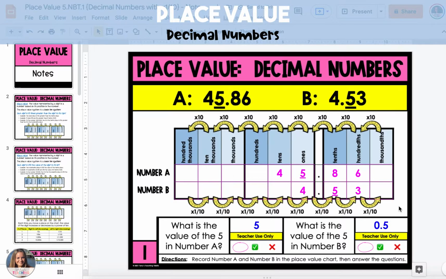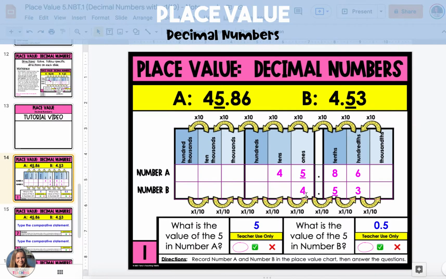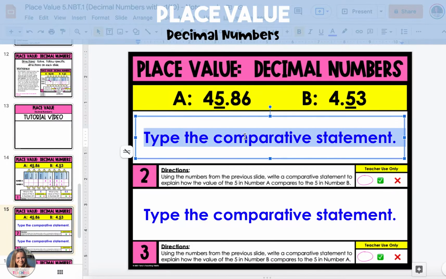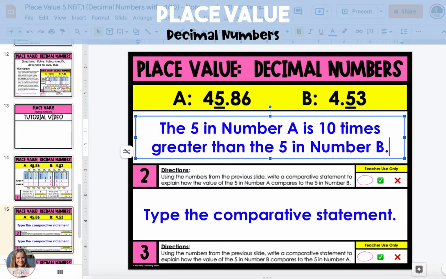Now we'll use these same two numbers to answer the two questions on the next slide. The first question asks us to use the two numbers to write a comparative statement to explain how the value of the 5 in number A compares to the 5 in number B. We can go back to the previous slide to look at the two numbers in the place value chart. The 5 in number A is in the ones place, and the 5 in number B is in the tenths place. So the 5 in number A is one place value greater than the 5 in number B. This means that the 5 in number A is 10 times greater than the 5 in number B.